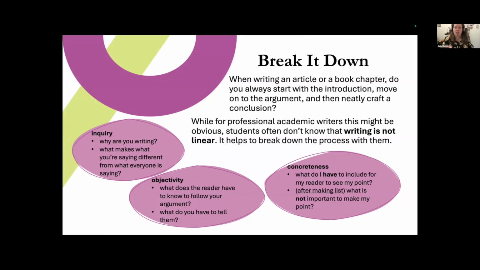Right? We go back, we change that introduction, we move paragraphs around, we get to the conclusion and realize we wanted to say something different in the first place. So we have to teach them that writing is not linear. We have to break it down.